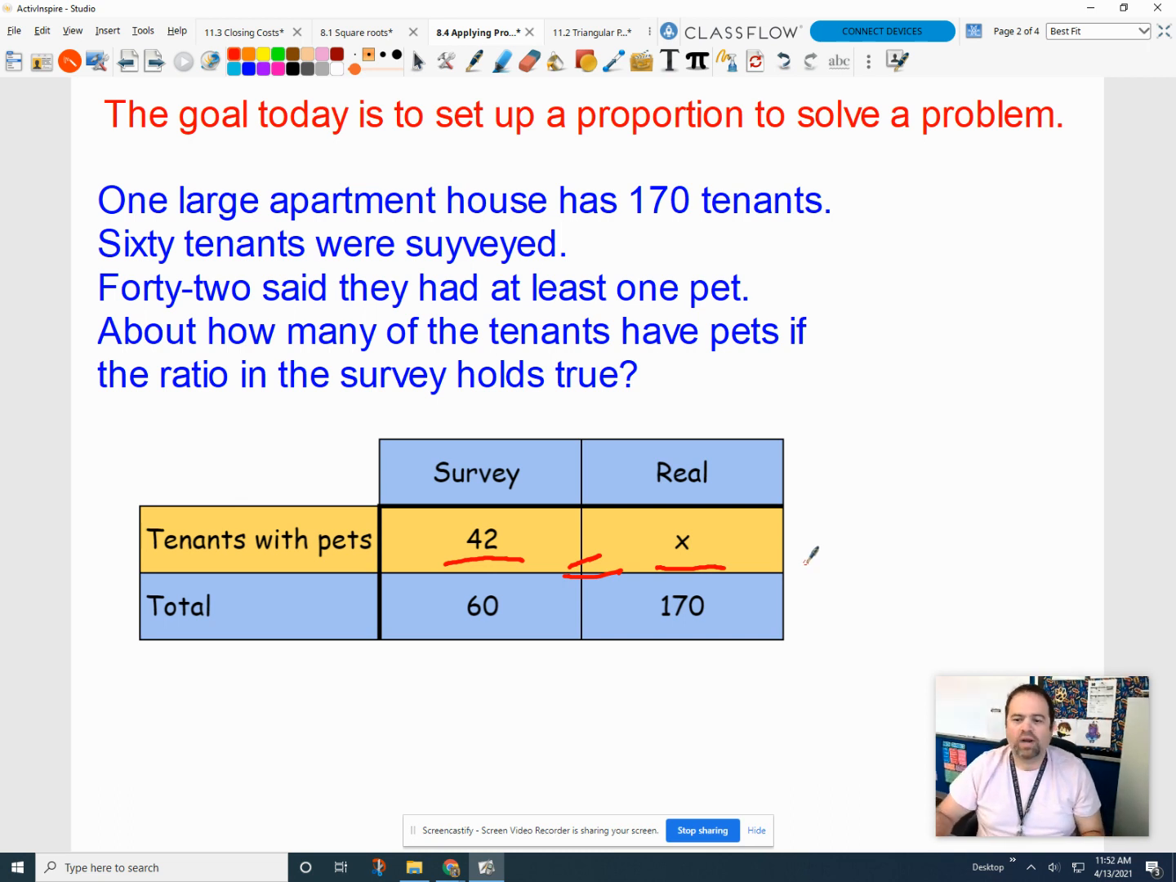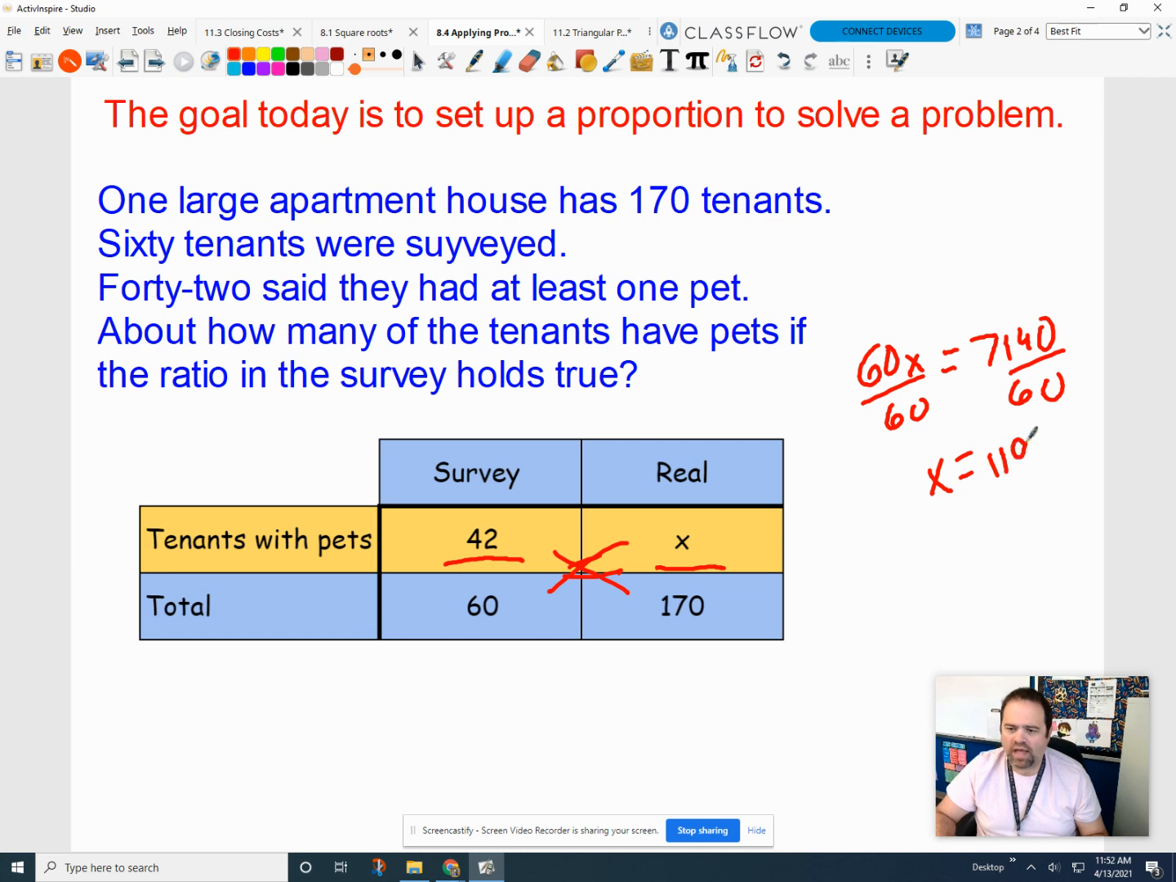Since this is set up in this format, I can just do the arithmetic on it. I can cross multiply here, and in my little scratch work I get 60x, and then 42 times 170, I cannot do that in my head, and I'm not going to try, is 7,140. So divide out your 60. 119 people have pets. So this would be 119 if the ratio holds true.